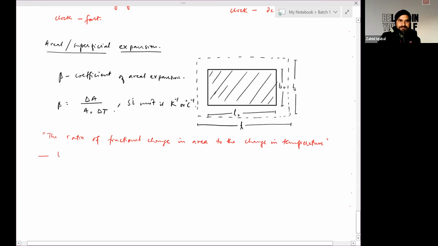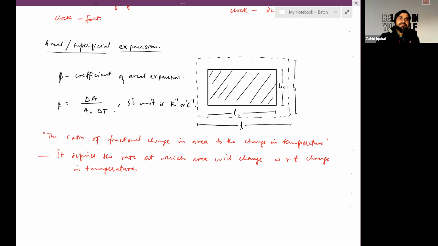It defines the rate at which area will change with respect to change in temperature. Hamza, any doubt? No, sir.